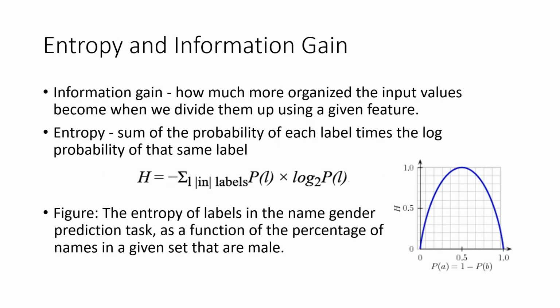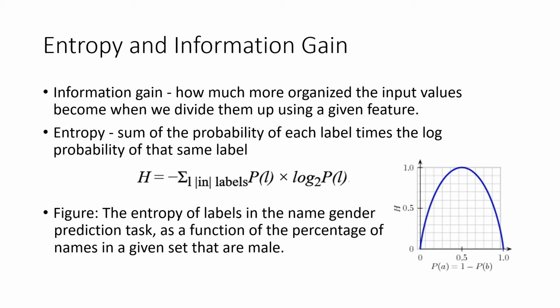There are several methods for identifying the most informative feature for a decision stump. One popular alternative, called information gain, measures how much more organized the input values become when we divide them up using a given feature. To measure how disorganized the original set of input values is, we calculate the entropy of the labels, which will be high if the input values have highly varied labels and low if many input values all have the same label. In particular, entropy is defined as the sum of the probability of each label times the log probability of that same label.